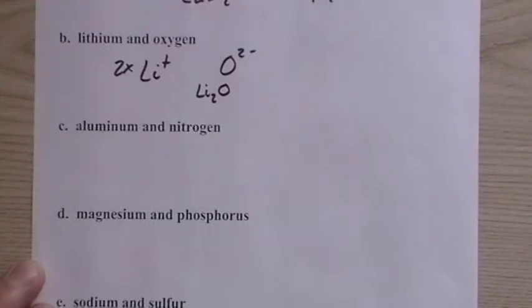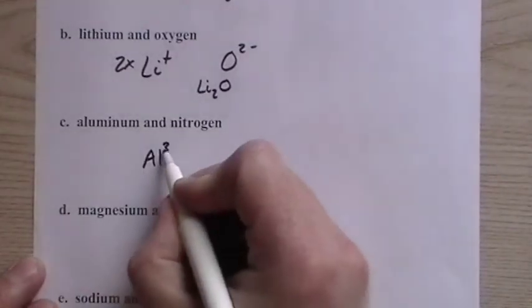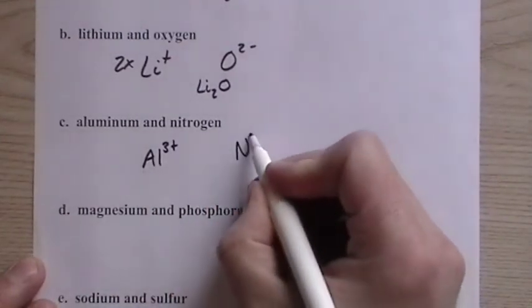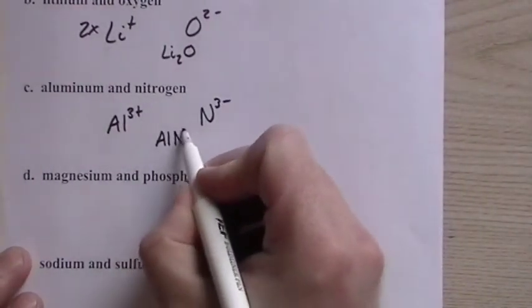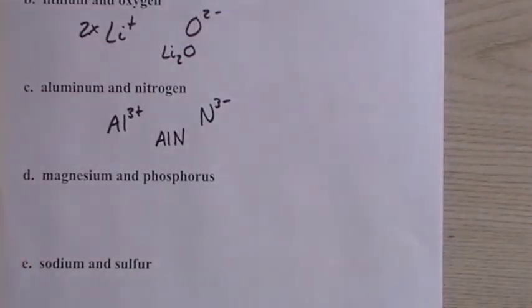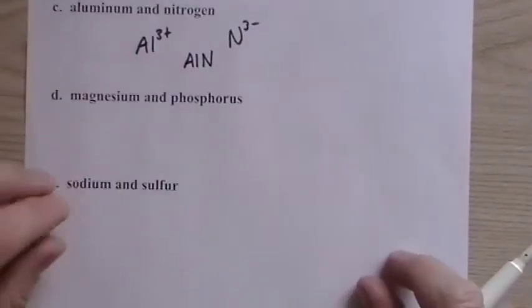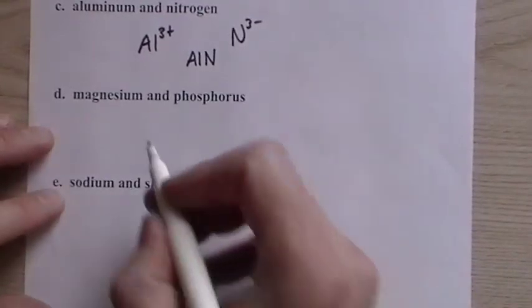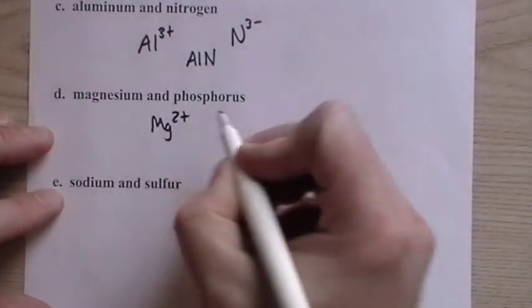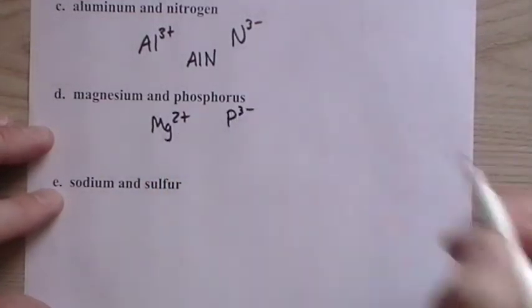So we have that. Aluminum is +3. Nitrogen is -3, the nitride ion. We have the same positives as we have negatives, so AlN. And just make sure with the symbols that you're using the proper case, lowercase or uppercase. Magnesium is +2. This one is probably the trickiest one, phosphide.